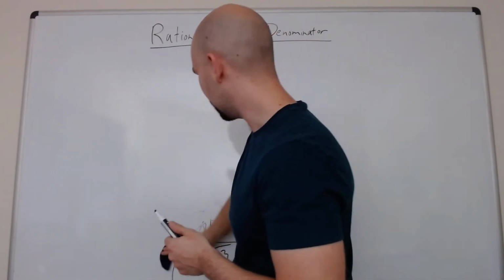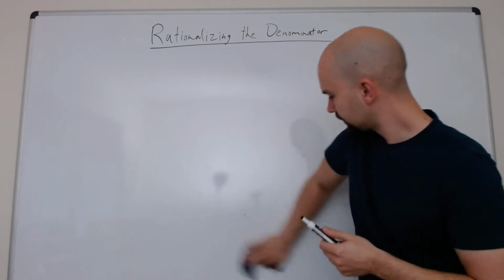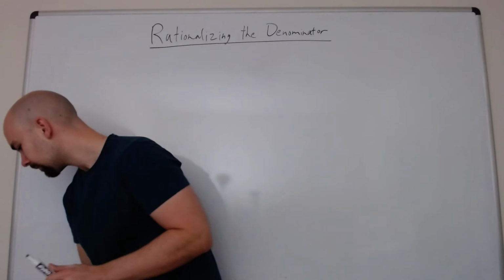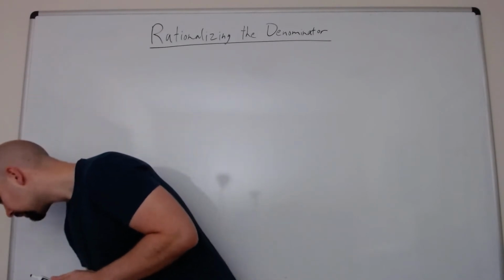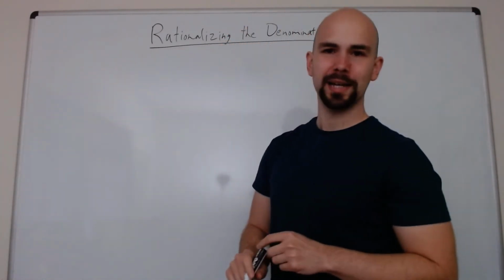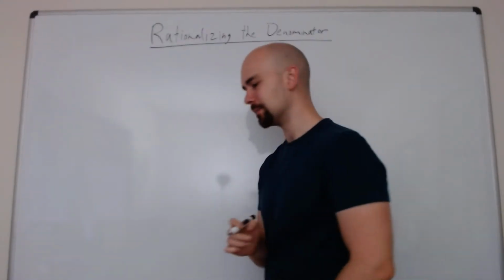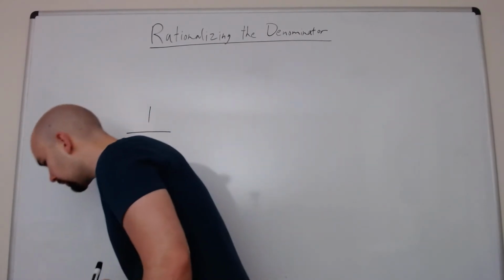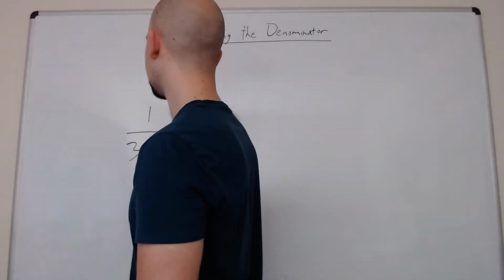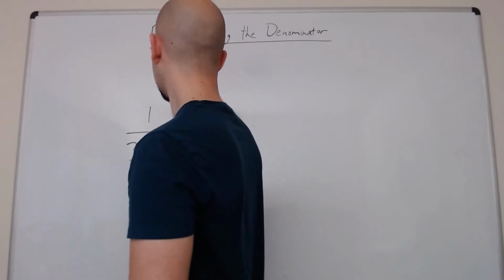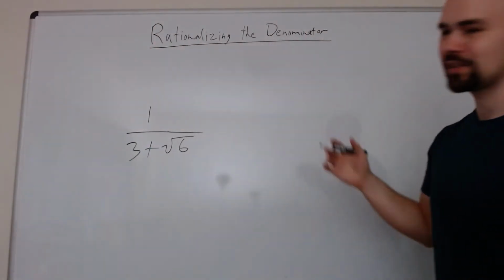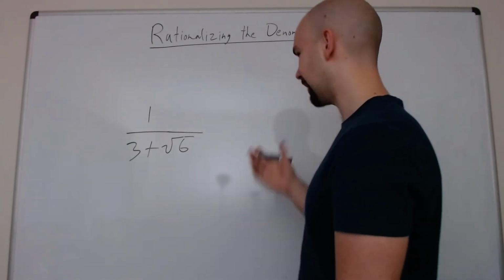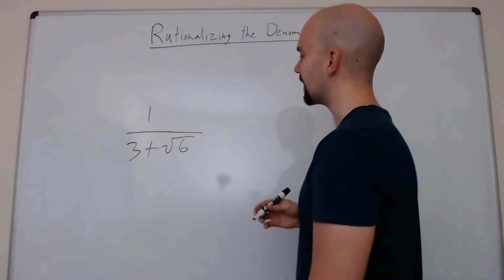Let's move on to another problem. For this one, we have a more complex denominator, and so I'm going to have to introduce a new concept. One over 3 plus the square root of 6. How can I rationalize that denominator? Well, let me just try something, which, by the way, is not going to work. This is not the way to do it, but if I were trying to figure this out on my own, this would probably be my first thought.